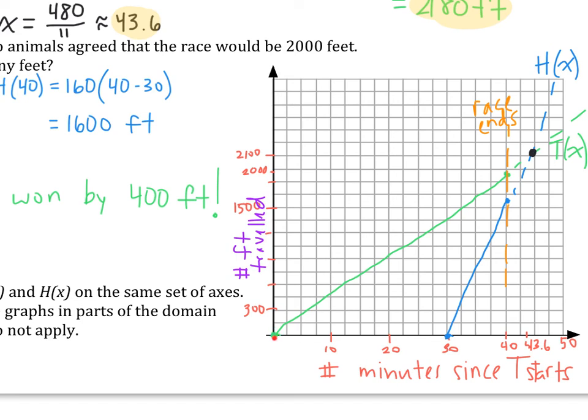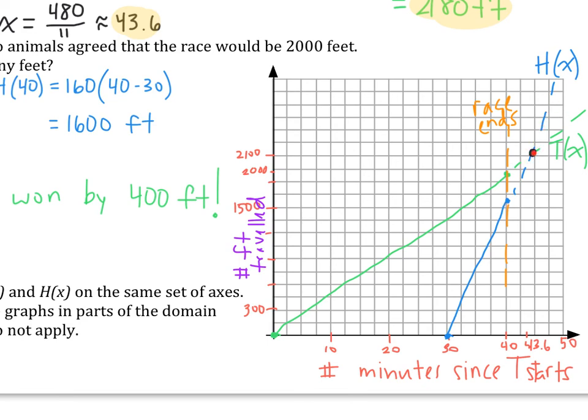Well, the tortoise starts at 0, 0, and he ends the race at 40 minutes, 2,000 feet. At 40 minutes, the hare is only at 1,600 feet. So I drew that line and noticed how up until the finish line, I have solid lines on both of these, and everything else beyond that is dashed.